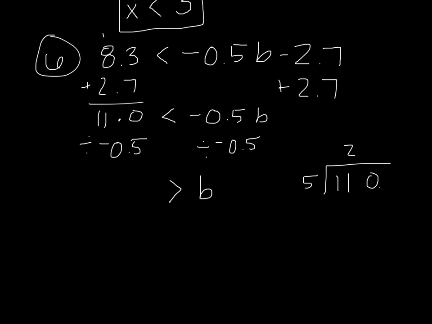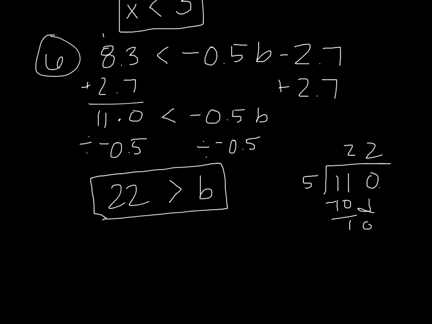2 times it will go into 11, minus 10. Okay, 2 times 22. There we go. b is less than 22, or 22 is greater than b. But I think that's kind of a little bit hard to wrap my head around sometimes, so I just like saying b is less than 22.